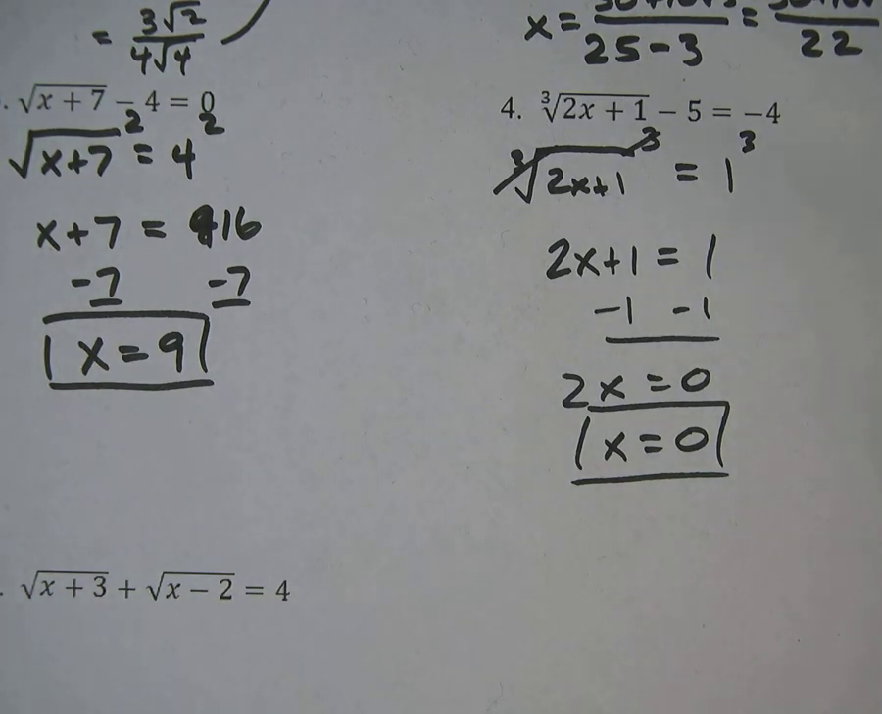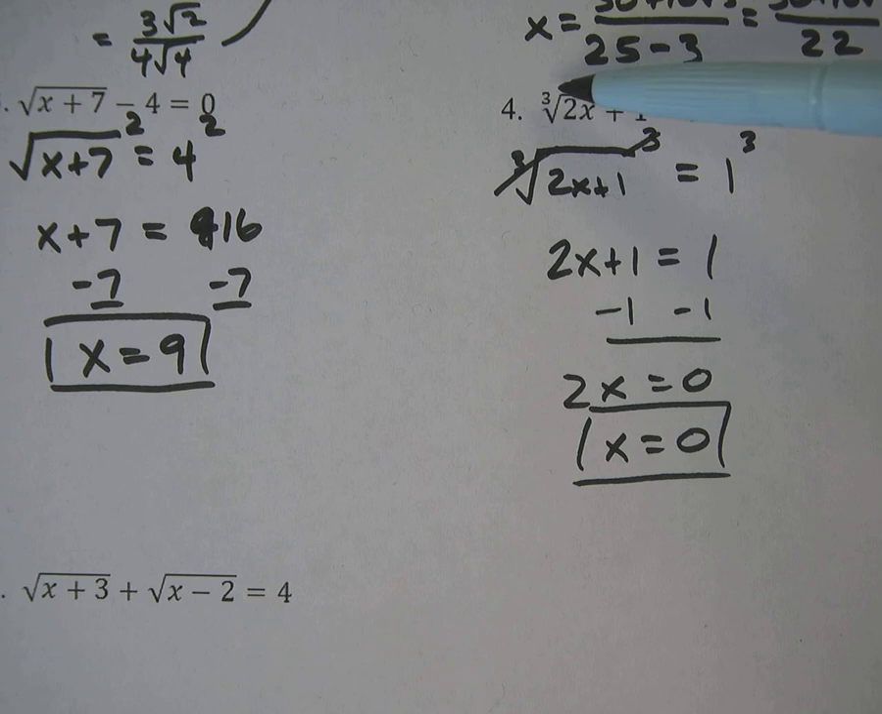Fairly straightforward right there. And it doesn't matter what this index is. If it was a 4th root, then you would raise it to the 4th power. If it's a 5th root, raise it to the 5th power, etc., etc.